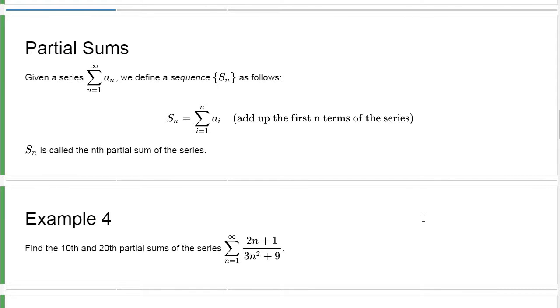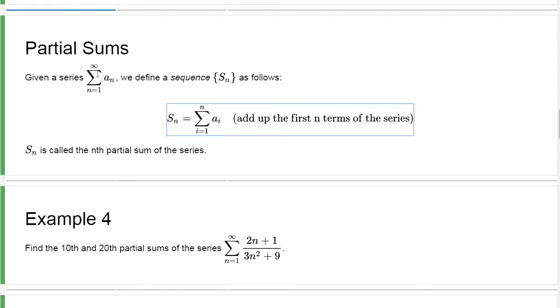Okay, so how are we going to define the sum of a series? Let's make that a little more precise. If we have a series, which is the sum of this a sub n sequence, we're going to define a new sequence that I'm going to call S sub n. S sub n is what we call the nth partial sum of the series, and what we're going to do is add up the first n terms of the series.